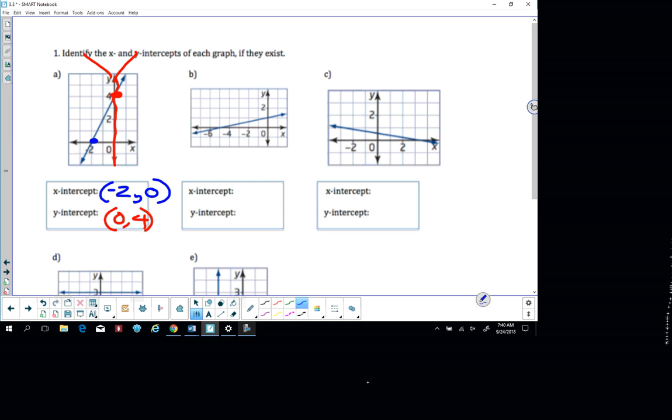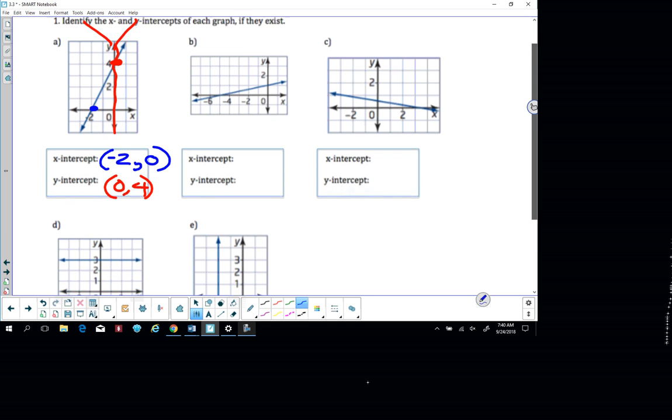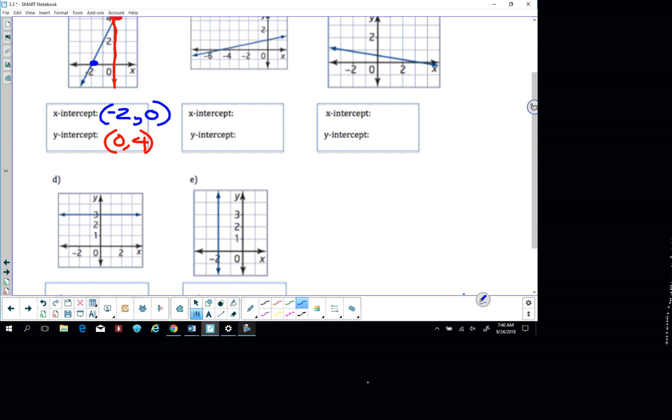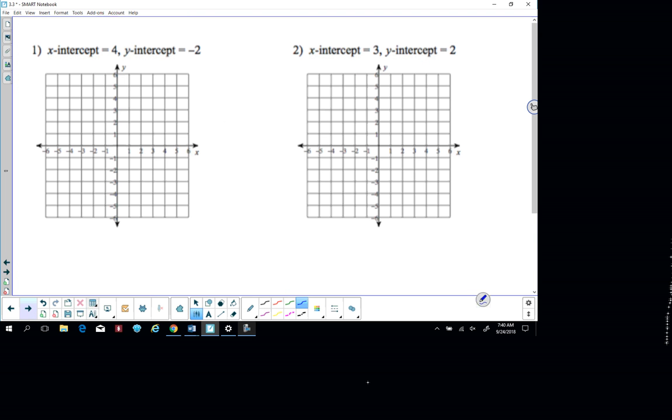Some of them, like you see these horizontal and vertical lines right here. See how this one doesn't cross the x-intercept right here? Then that would just be no x-intercept. If it doesn't have a y-intercept, it's no y-intercept. So make sure you look out for that. These two will have one or the other when it's a horizontal or a vertical line. If we go to the next one, you're just graphing the intercepts and drawing a line through it.